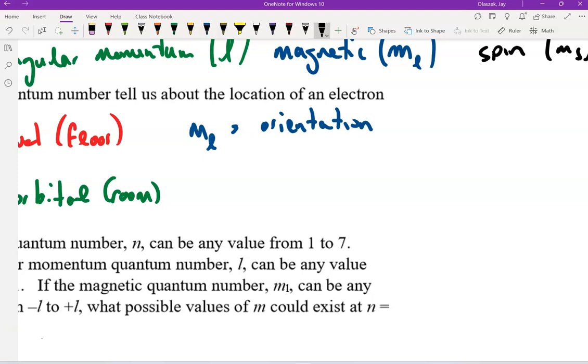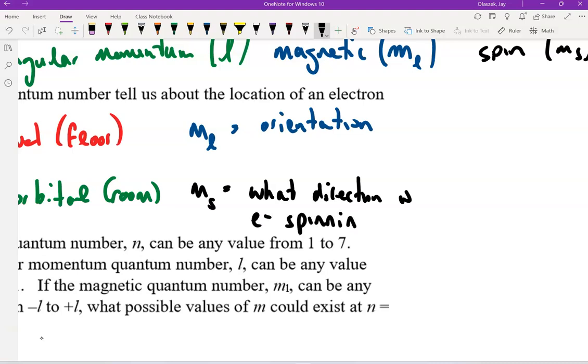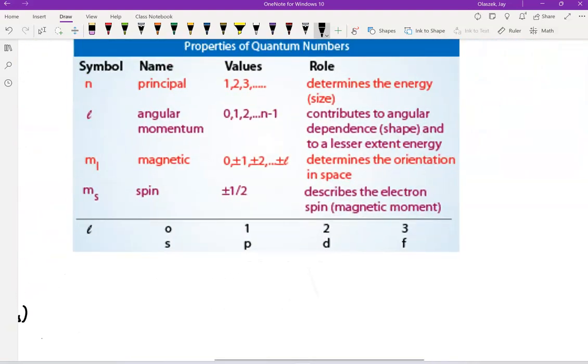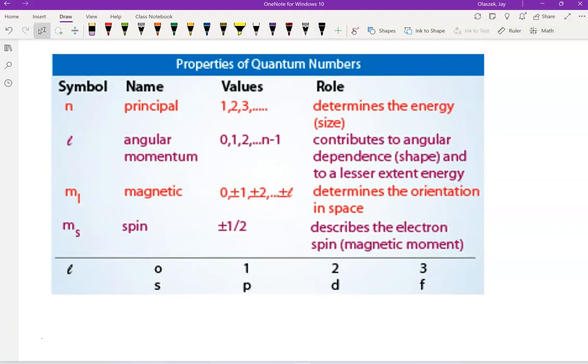And finally, spin, M sub S, is what direction the electron is spinning. And there's only two real options, up or down. You'll see this chart corroborates that. It says N is our principal number, tells us the energy, the floor. Angular momentum contributes to angular dependence and to a lesser extent energy. What we want is that word shape. That'll make more sense tomorrow.